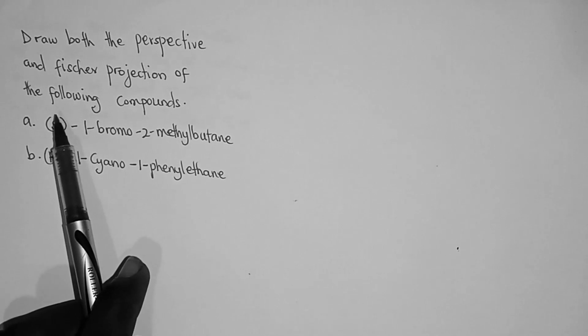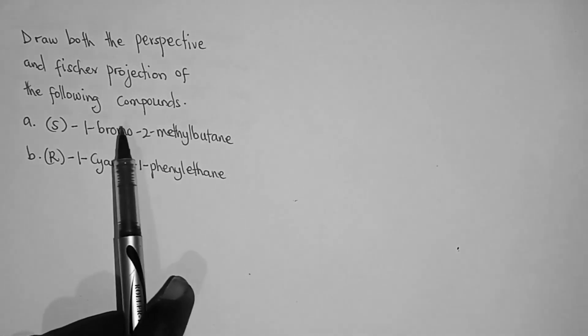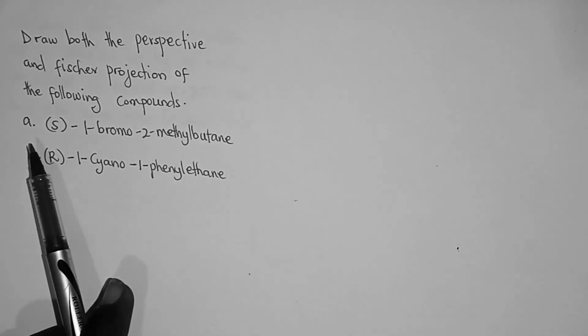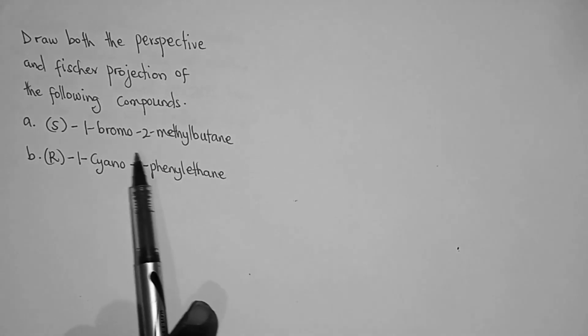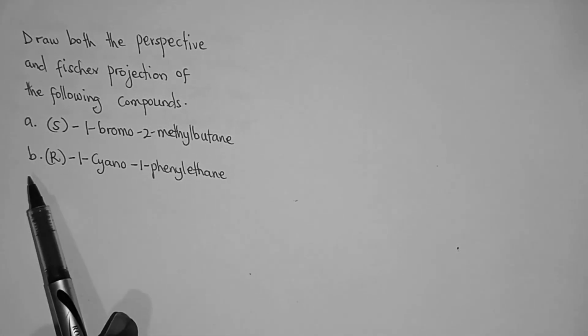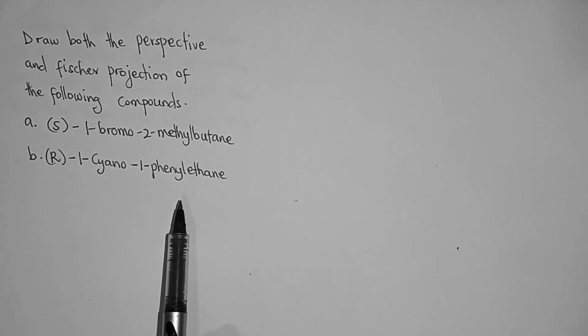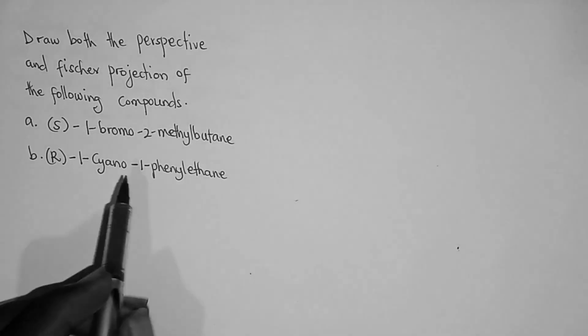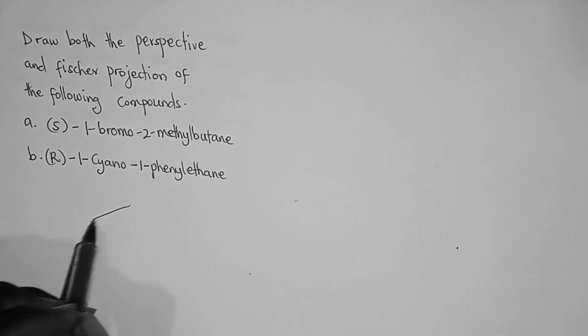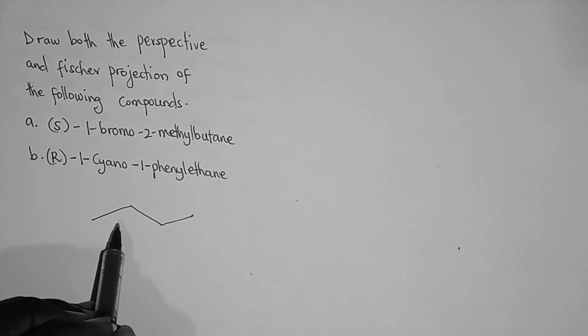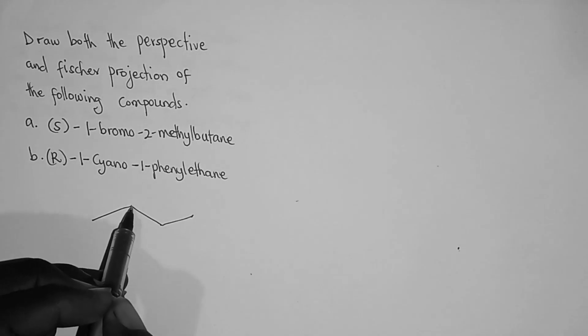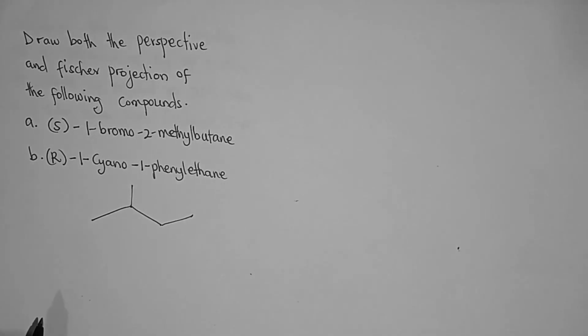Draw both the perspective and Fischer projection of the following compounds: A, S-1-bromo-2-methylbutane, and then B, R-1-cyano-1-phenylethane. So let's look at bromobutane, 2-methyl. So let's draw a butane here. This is a butane. Then he's saying that a 2-methylbutane. So this is a 2-methylbutane.